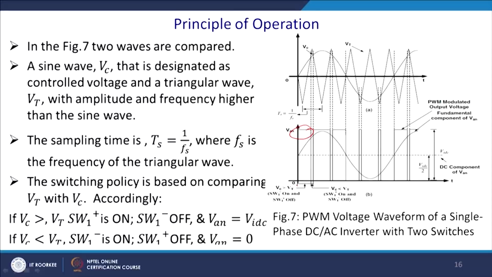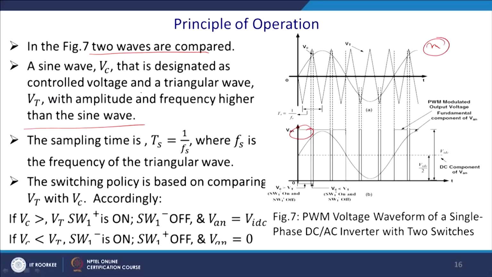Figure 7 shows 2 waves being compared: the sine wave Vc, designated as the control voltage, and a triangular wave Vt, with amplitude and frequency higher than the sine wave. So, you have a modulation index. Please refer to your books for the PWM technique, or my previous NPTEL lectures in advanced power electronics.